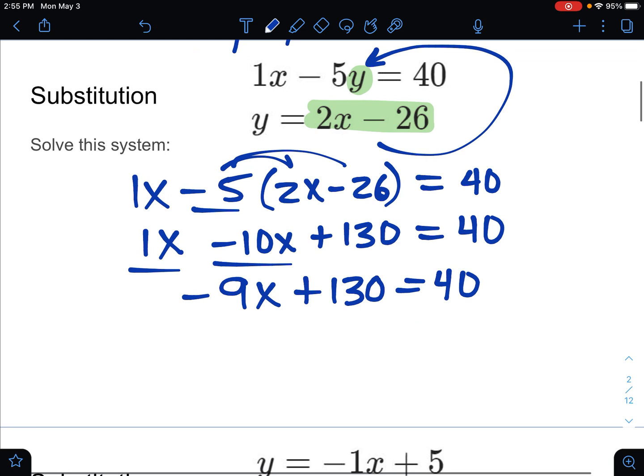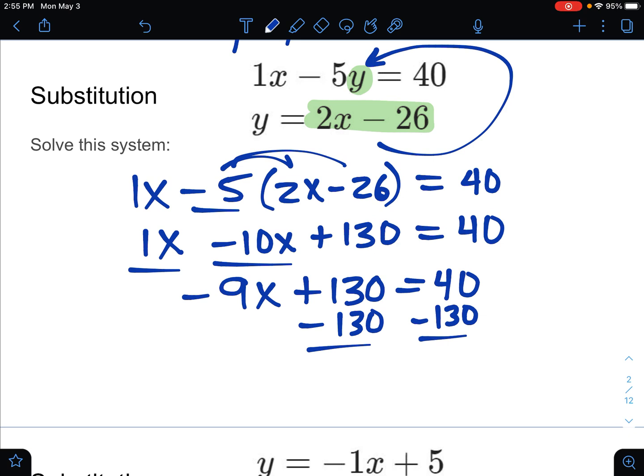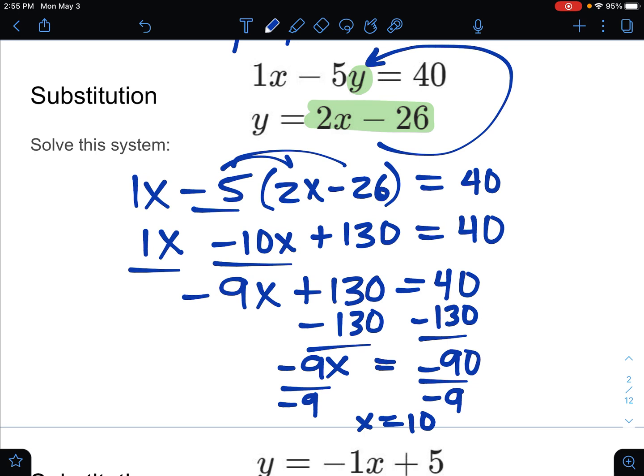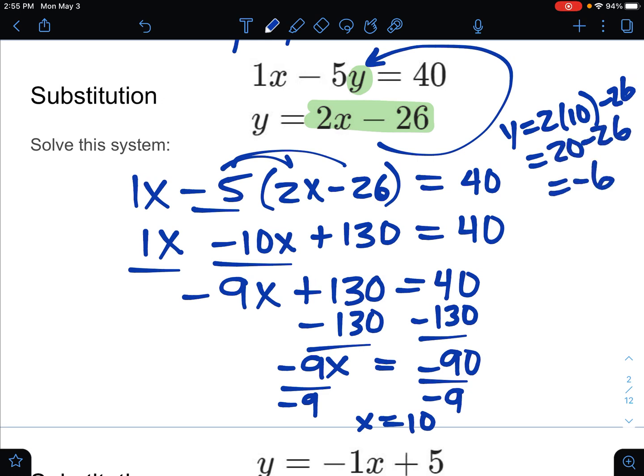2 steps from here to solve for x. So minus 130 from both sides will give us negative 90 on the right, equaling negative 9x on the left. Dividing by negative 9 gives us our x answer, which is just positive 10. To get y, I'm going to put that into either equation again, but I'm going to use the second one. So y is 2 times the x minus 26. So 2 times 10 is 20, minus 26 is a negative 6. Our answer is the xy coordinate, so (10, -6) is the xy solution.